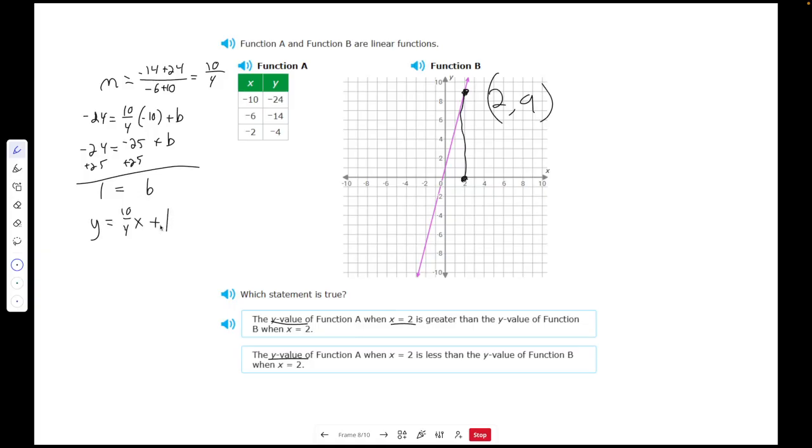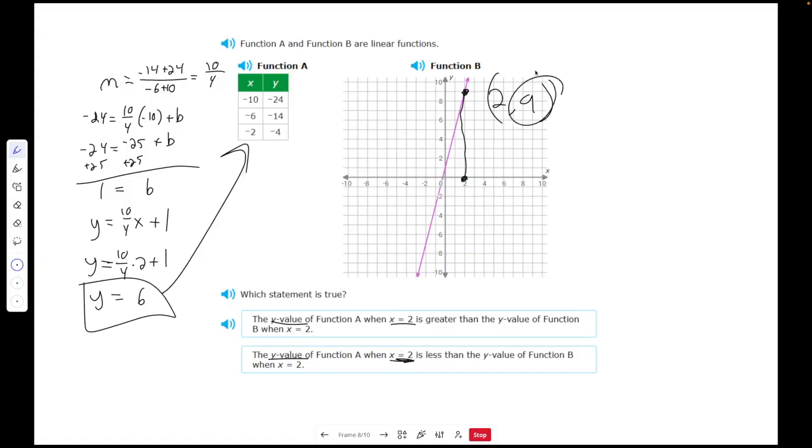And now once we have this equation, we can plug in, we want to know what happens when x equals 2, right? So we're going to change the x to a 2 times 2 plus 1, and we get, let's see, 25. So 10 over 4 times 2 is 5, plus 1 is 6. And so we have y equals 6 for function A, and we have y equals 9 for function B. And so I would say the y value is less for function A than for function B.